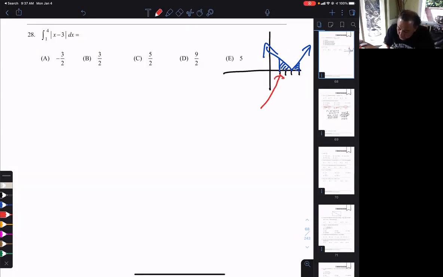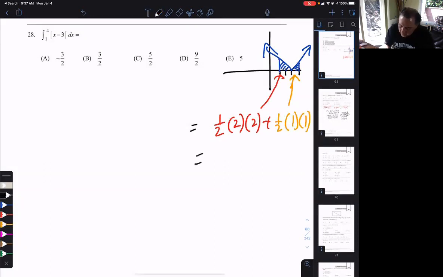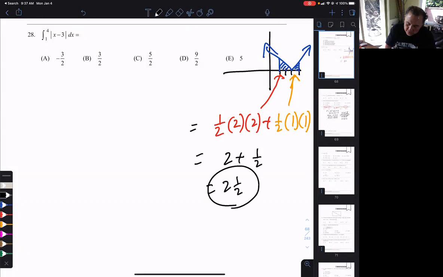the first triangle is 1/2, the base is 2, and the height is 2, plus the second triangle, which is 1/2, the height is 1, and the base is 1. So you end up with 2 plus 1/2, which is 2 and 1/2, which is 5/2. Okay, that's the quick way. That's probably the easiest way, but there is another way.